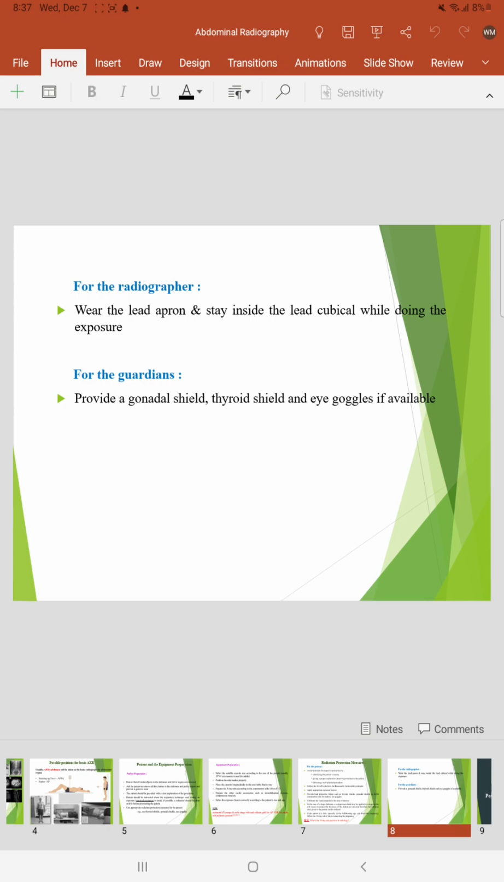For the radiographer, wear the lead apron and stay inside the cubicle during the exposure. For the guardians, provide a gonadal shield, thyroid shield and eye goggles if available.